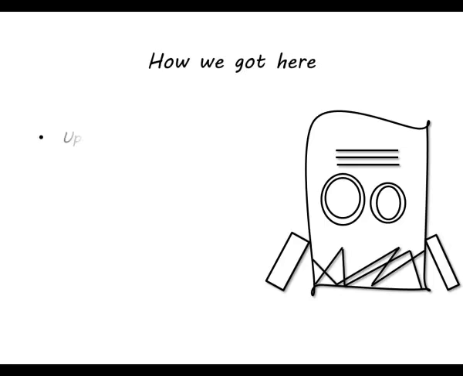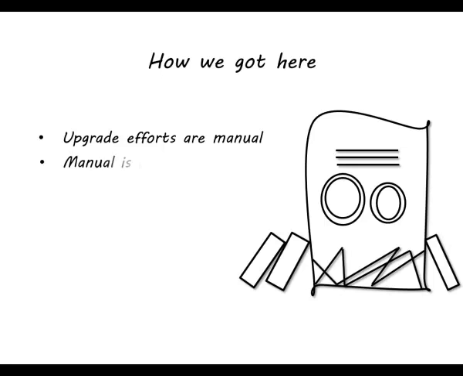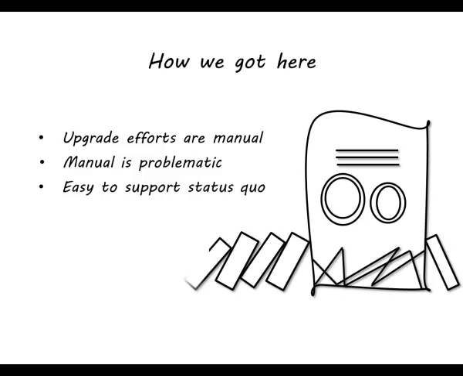So how do we get here? Well, I think many of you know upgrade efforts are manual in nature for the most part, trying to get these systems modernized. Manual is very problematic, as we all know. Again, it's error prone, it's slow, it's expensive. And it's just too easy to support the status quo. Just keep the system going for another few months, for another few years. Keep everything going the way it is. Better than going through the pain and the risk of trying to modernize it.